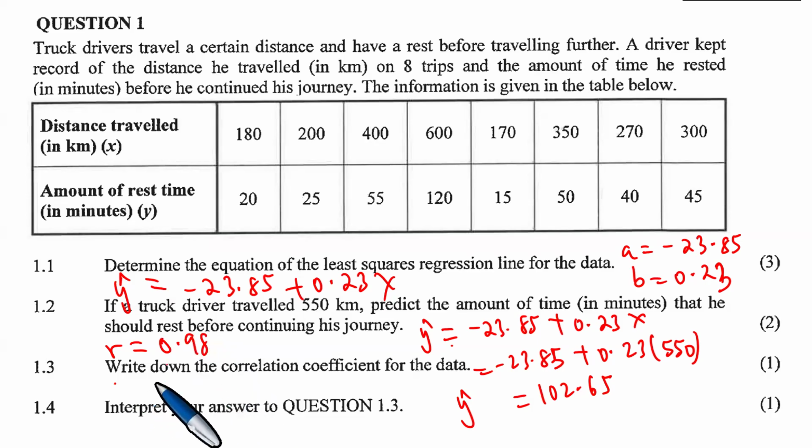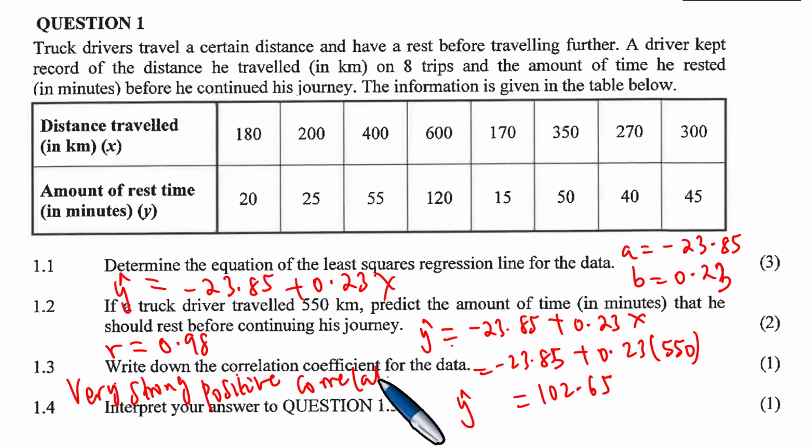Interpret your answer, because 0.98 is close to 1. For the interpretation, if it is close to 1, we say it is very strong. If it's close to 0, then it is weak. But here it's a very strong positive correlation. Why? Because the correlation coefficient is approximately 1.